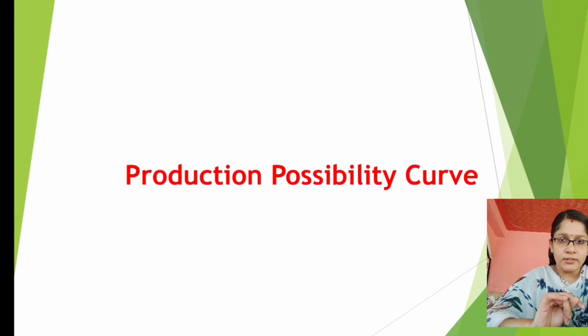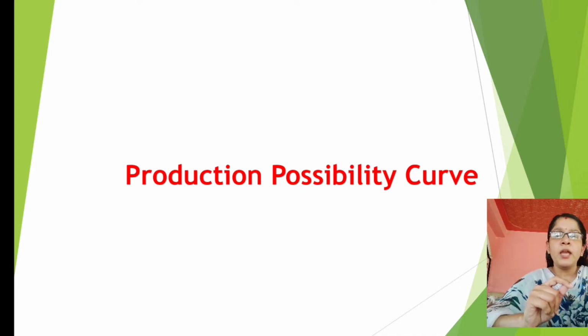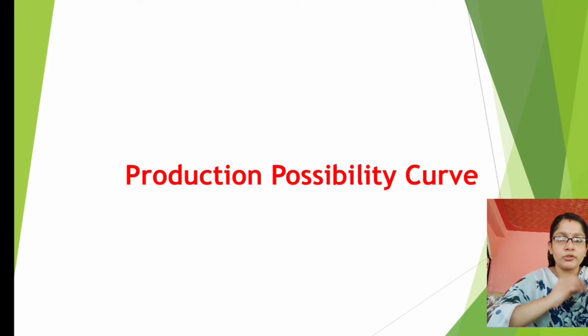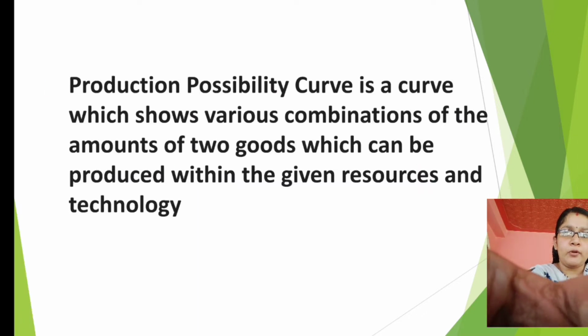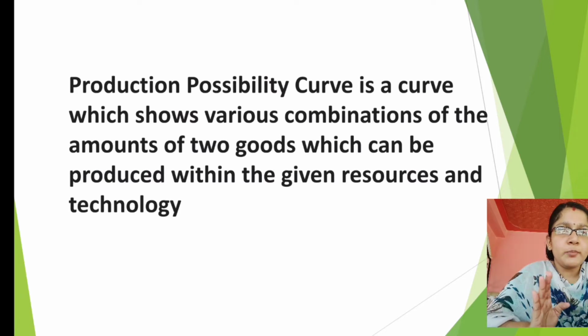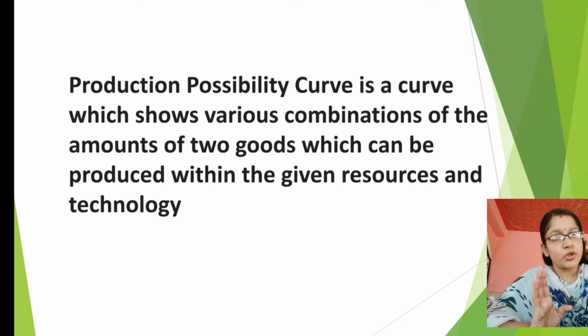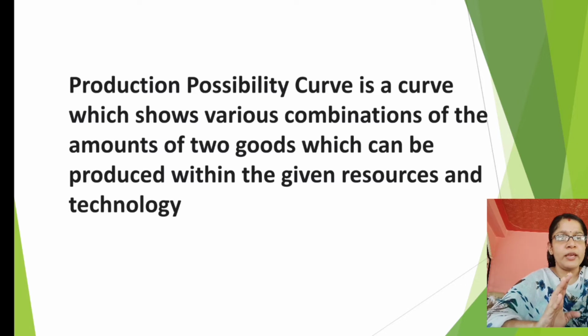So this is the question in front of our economy. By using these limited resources, which product is produced more, or what is the combination of goods to produce? Okay, the production possibility curve explains that. So a production possibility curve is a curve which shows various combinations of the amounts of two goods which can be produced with the given resources and technology.